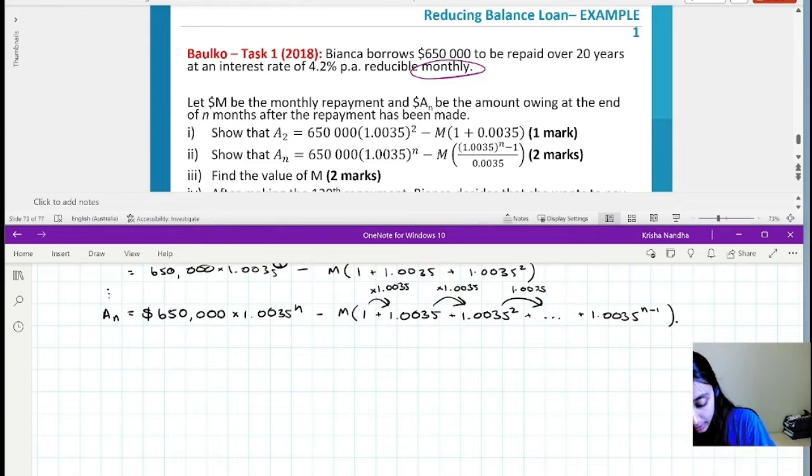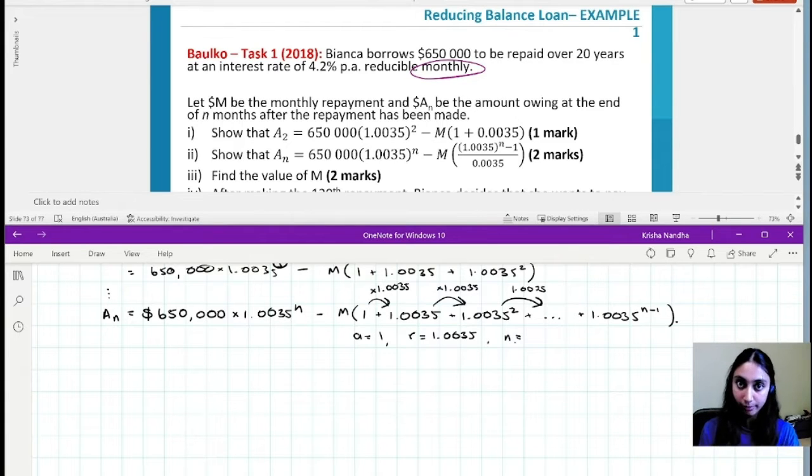So with that in mind, I could say that my first value, my A, is equal to 1, my R is equal to 1.0035, and my N, the number of terms that I have, a lot of people will think that it's just whatever the highest power is. In this case, it wouldn't quite be, because I've got to the power of 1, to the power of 2, blah, blah, blah. And I have an invisible times 1.0035 to the power of 0 that I need to take account for. So my N is just equal to n.